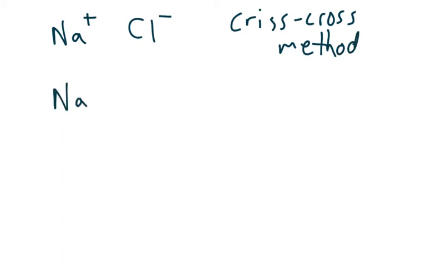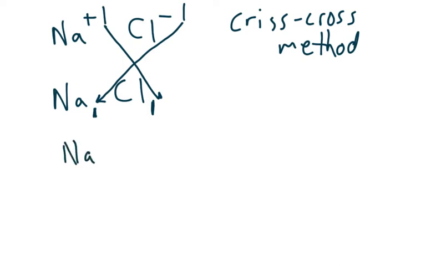When you use the crisscross method, remember these are ones, even though you don't have to write them. The 1 over here crosses over and becomes the subscript of the metal. And then the 1 over here will become the subscript of the nonmetal. Now, if you recall, in chemistry, we don't have to write ones. Now, this is important. When you do this crisscrossing, you drop the signs. They're no longer positive or negative. You drop the signs, you ignore them. And since we don't have to write ones in chemistry, it becomes NaCl.